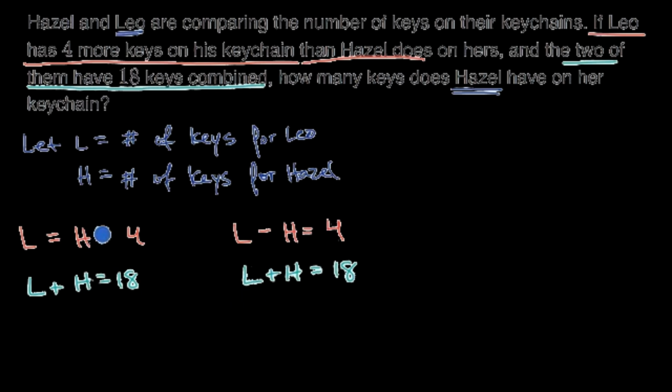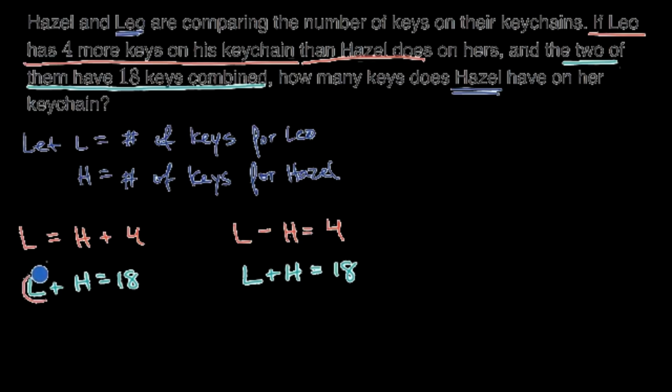But in either case, now we have 2 equations with 2 unknowns. And there are 2 ways that we could go about approaching them. When I look at this system of equations right over here on the left, where I've already solved for L, to me, this feels like substitution might be really valuable.